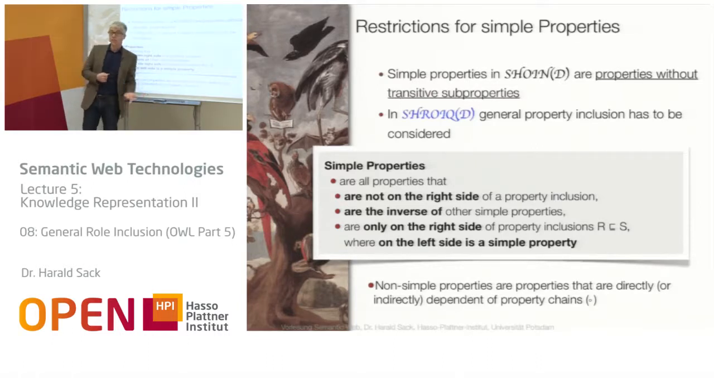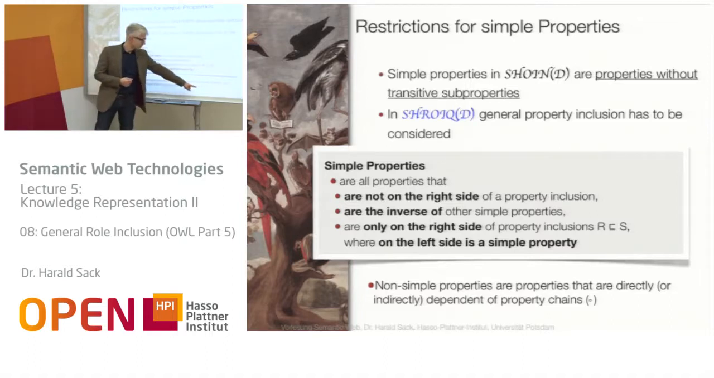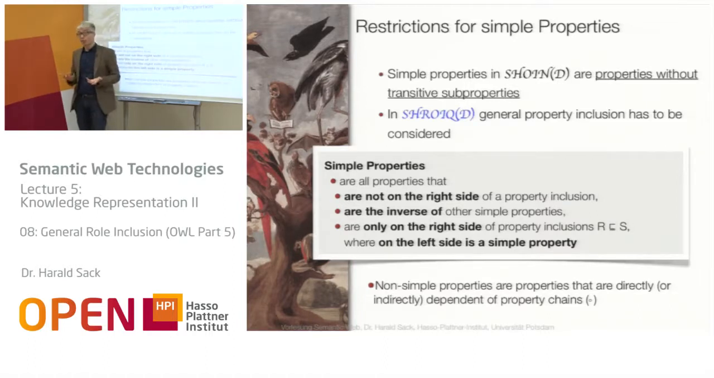On the other hand, non-simple properties are properties that are directly or indirectly dependent on property chains. It means on this operator somehow. These are not simple properties.